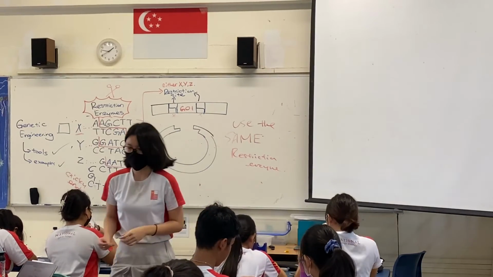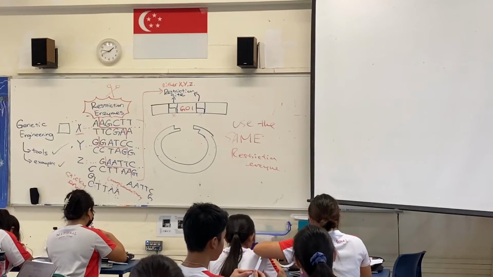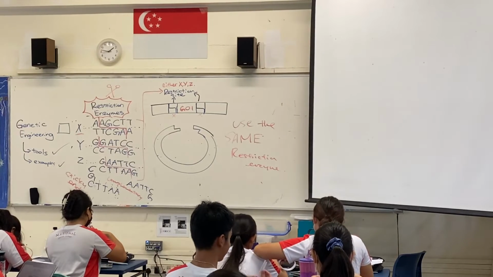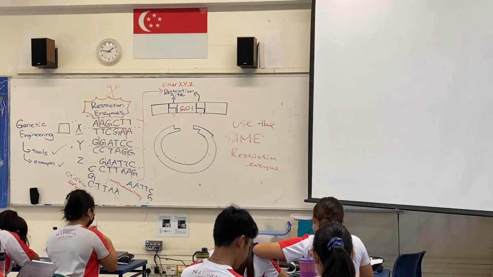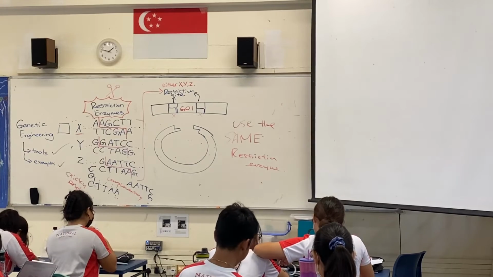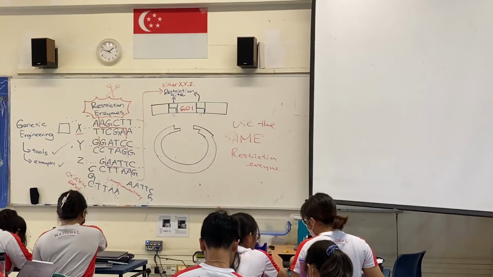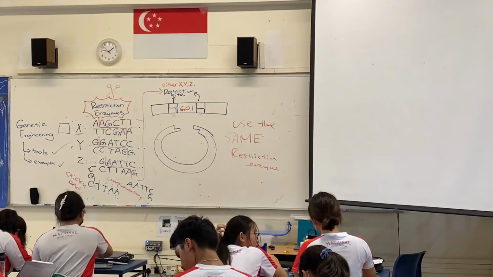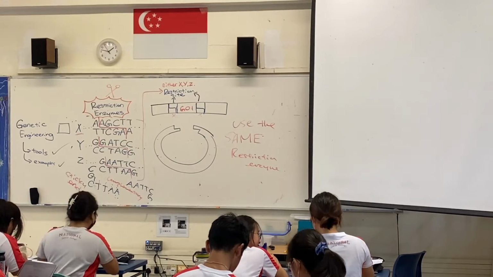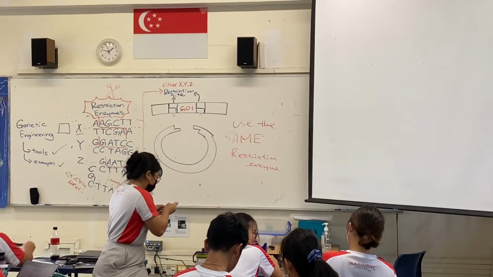Correct. So it's the enzyme, plasmid as well as the gene of interest. Or you can do it sequentially. Start by extracting the gene of interest, then put it together with the plasmid and the enzyme.